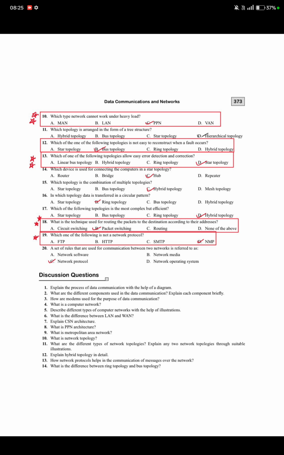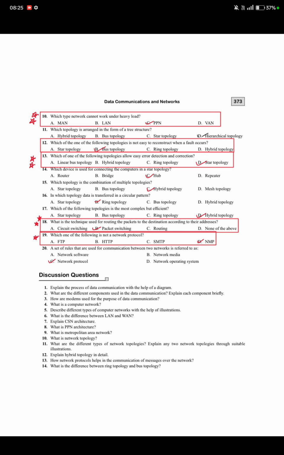Which device is used for connecting computers in a star topology? Hub. Which topology is a combination of multiple topologies? Hybrid topology. In which topology is data transferred in a circular pattern? Ring topology. Which of the following topologies is most complex but efficient? Hybrid topology. What is the technique used for routing packets to the destination according to their addresses? Packet switching.